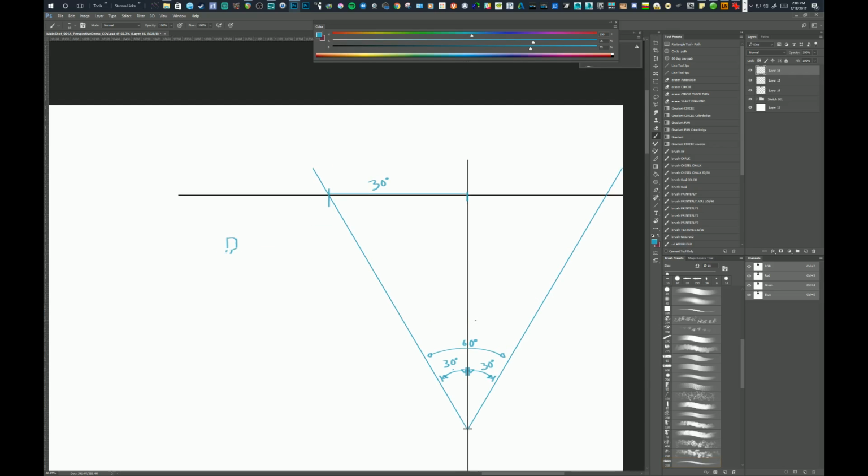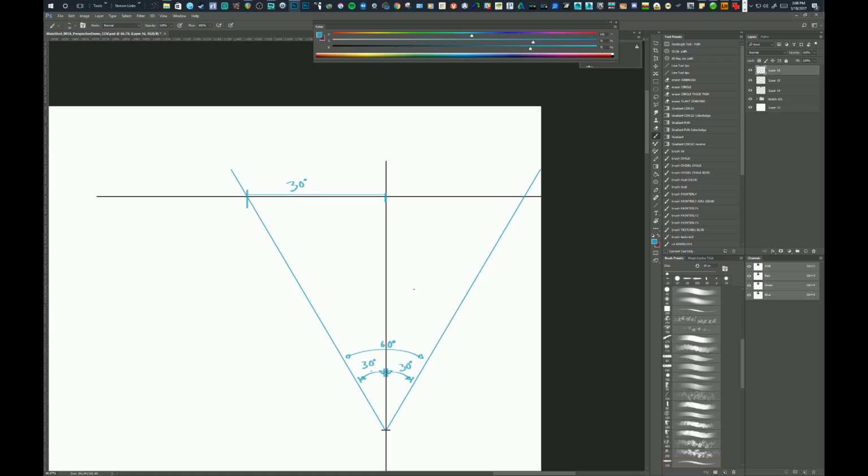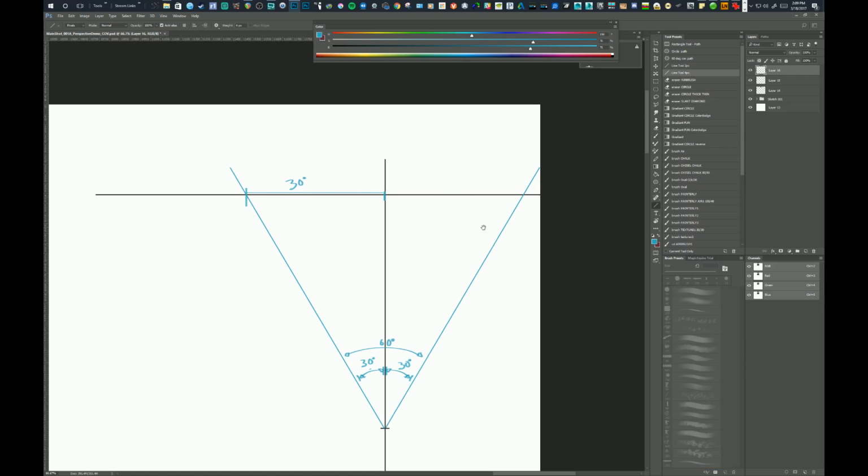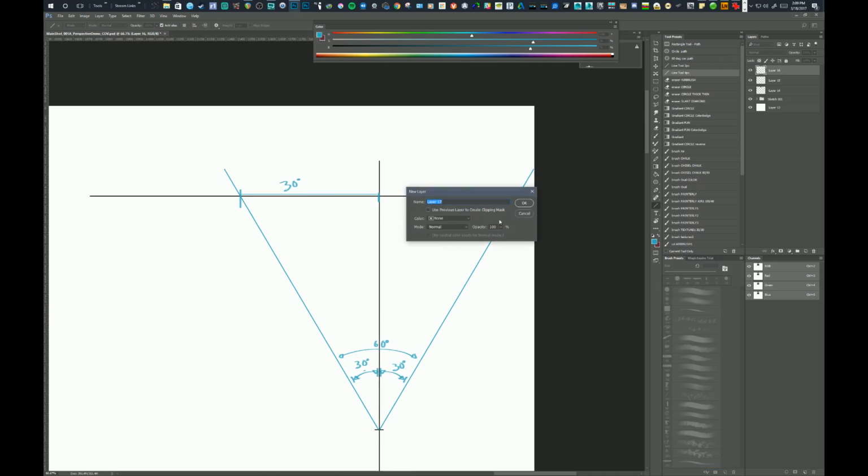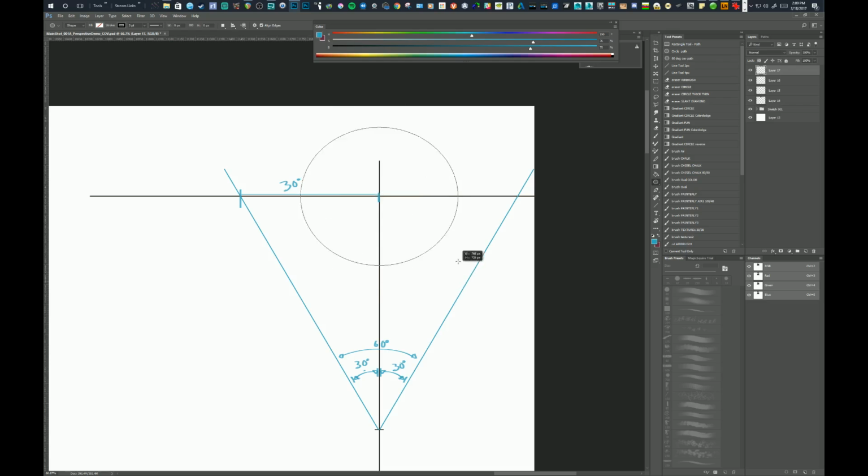I should have put that on another layer. I keep doing that. All right, so we have our 30 degree on either side, our field of view. Now we can create our cone of vision. So we're going to start from our center of vision. So I'm going to start drawing, and then if I hold shift, it'll keep it proportional.